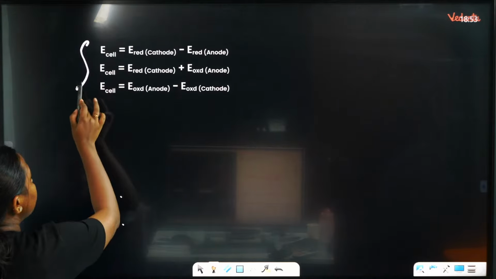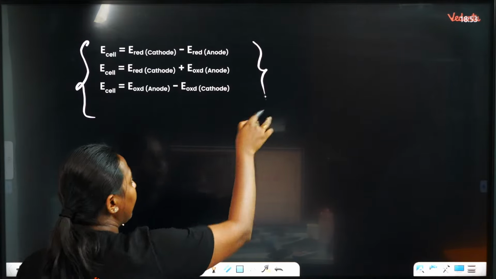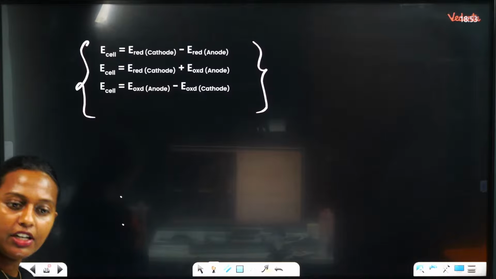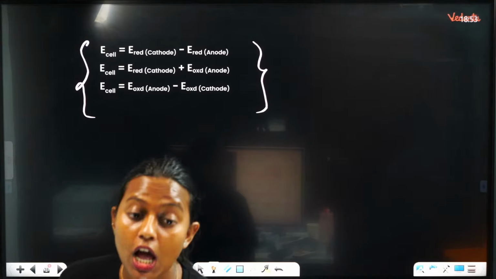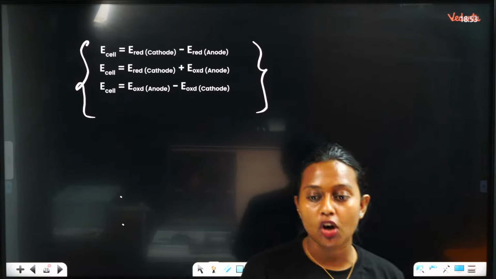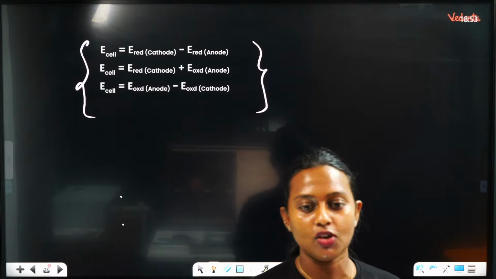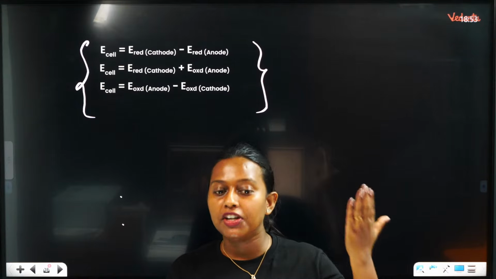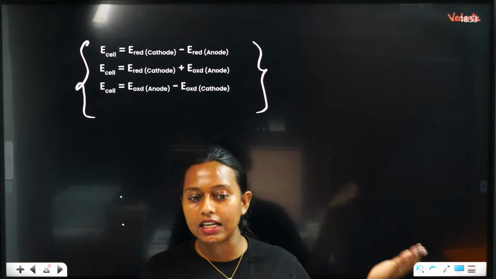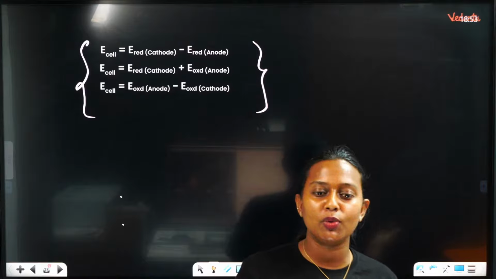So here you can see there are 3 different equations. To calculate the potential difference of the cell, there are actually 3 different equations.